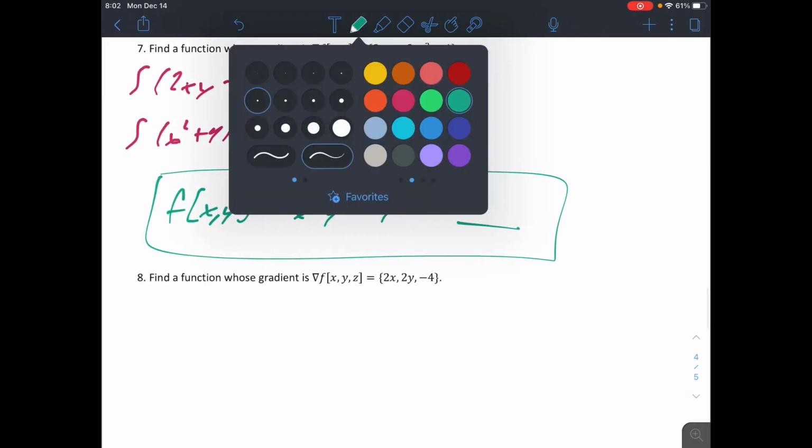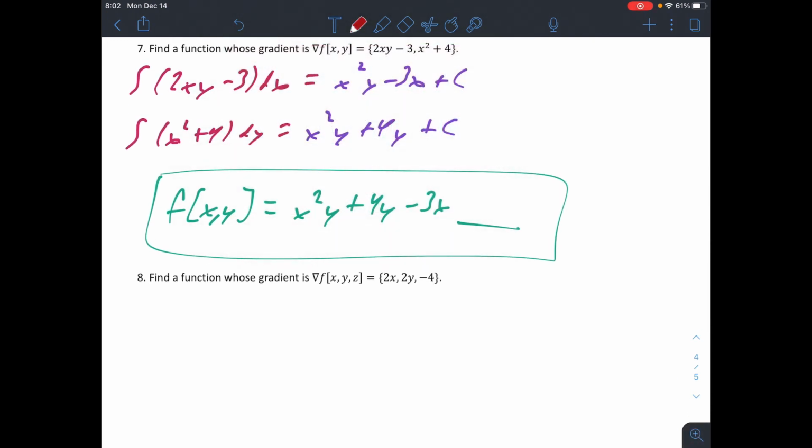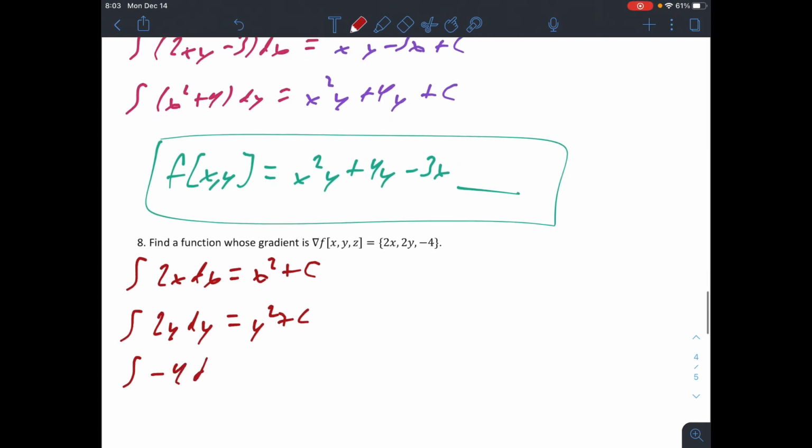To do it in 3 dimensions, it's the same thing. Integrate the first part with respect to x, and that would just give me 2x squared over 2, which is x squared. Integrate the second part with respect to y. Same thing, that's just going to give me y squared. And integrate the third part with respect to z, and that's just going to give me negative 4z.